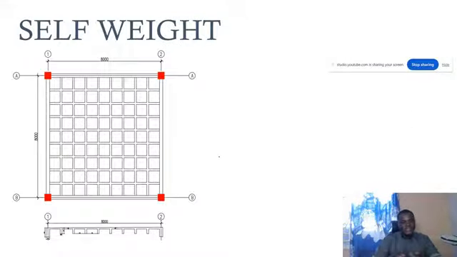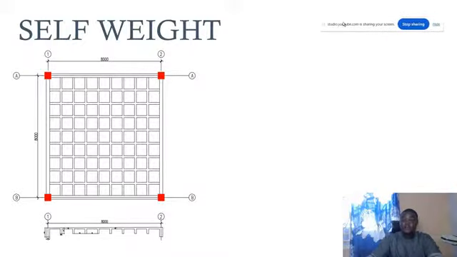So in order to end this section, I've already discussed waffle slab, the various forms, some of the advantages, and I've also compared waffle slab to rib slab. So let us look at how you can calculate the self weight, because sometimes it might be tricky to calculate the self weight of a waffle slab especially. I've highlighted it in a very easy way.